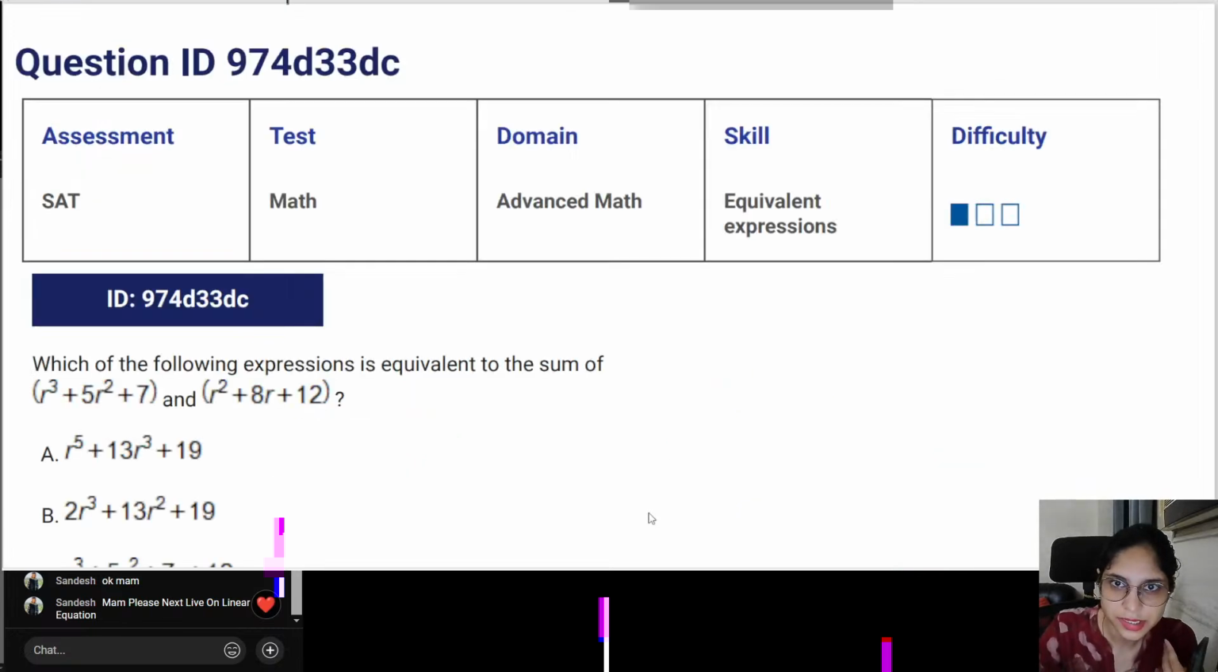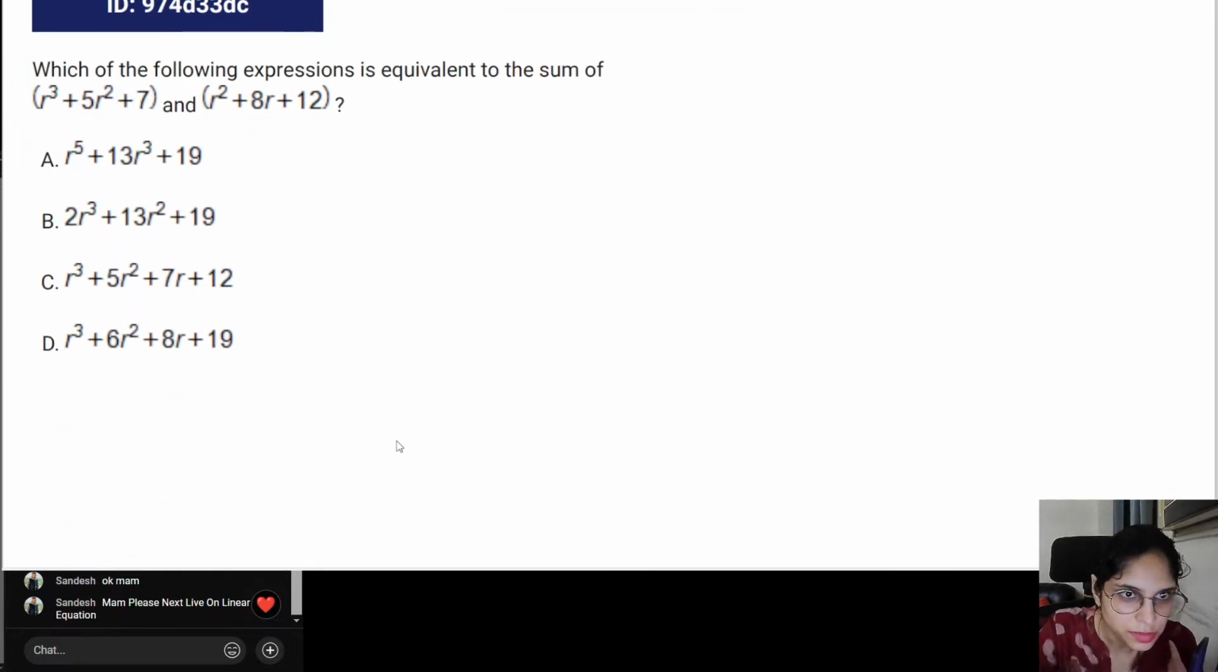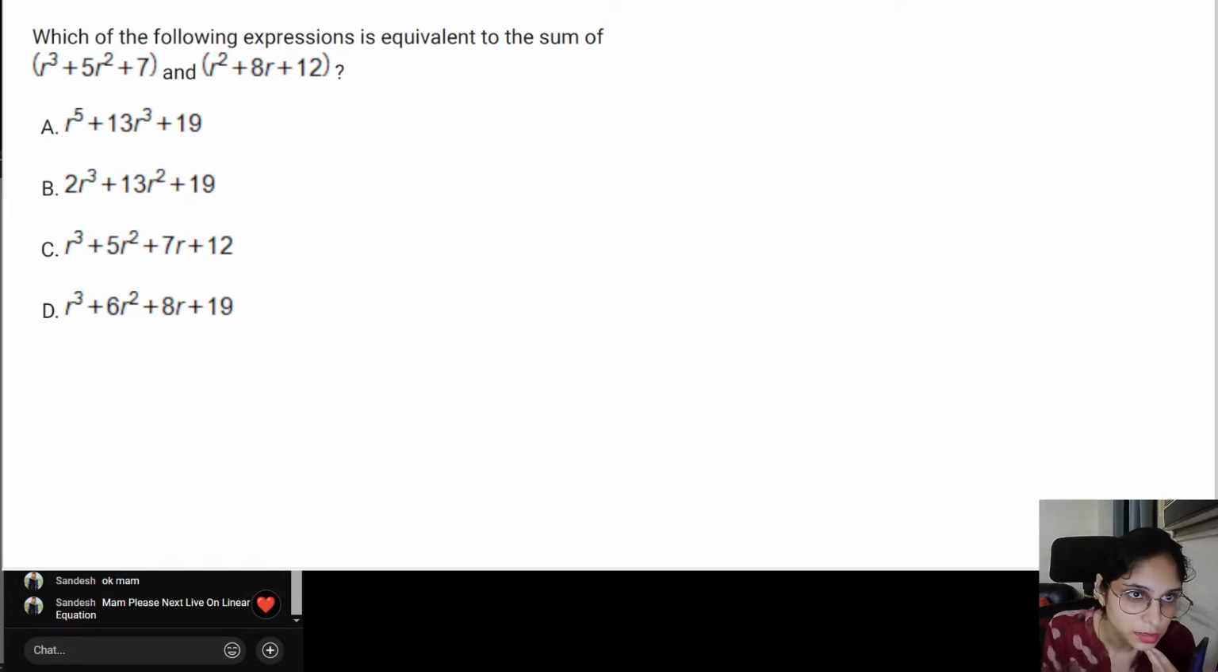Last two questions, 78 and 79. Which is equivalent to the sum? So you're adding them. You have to add the like terms. There is r cube, so I will look at all the cube terms. There's just r cube. I will look for all the terms of r squared. You have 5r squared over here, and you have r squared over here.